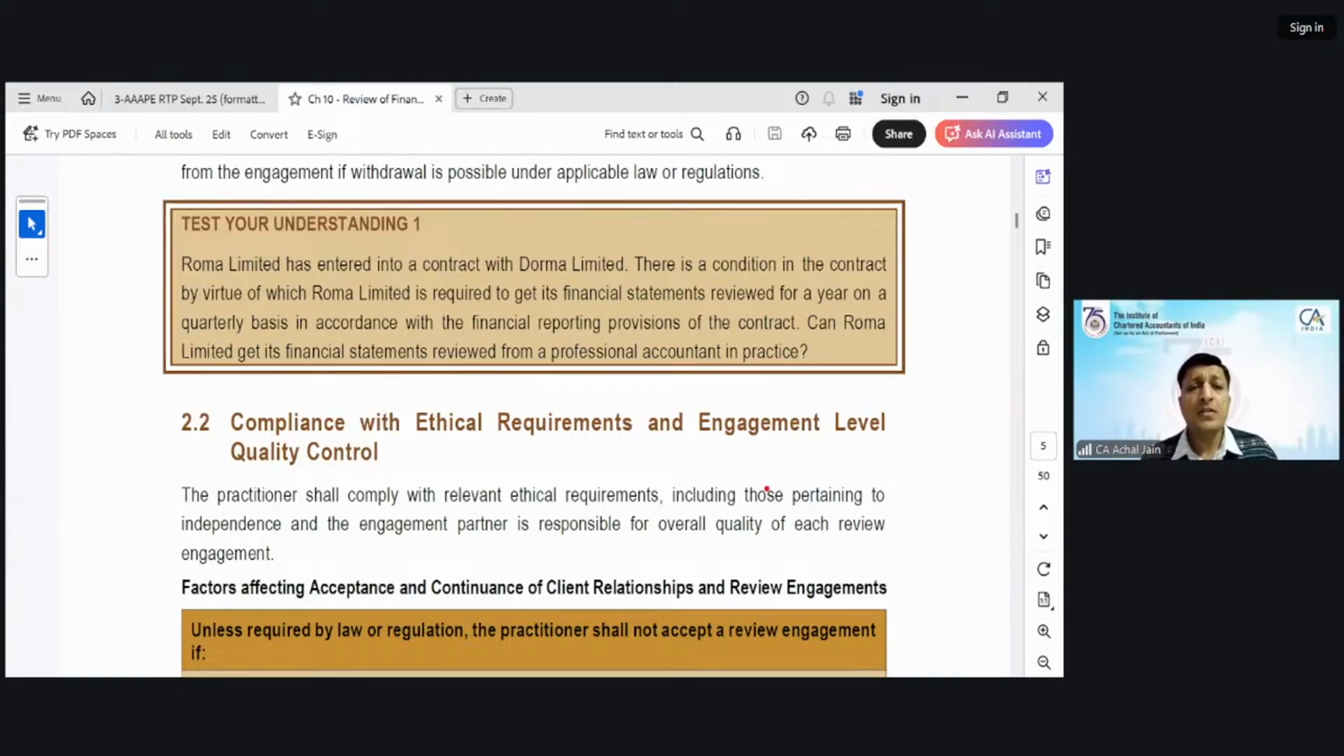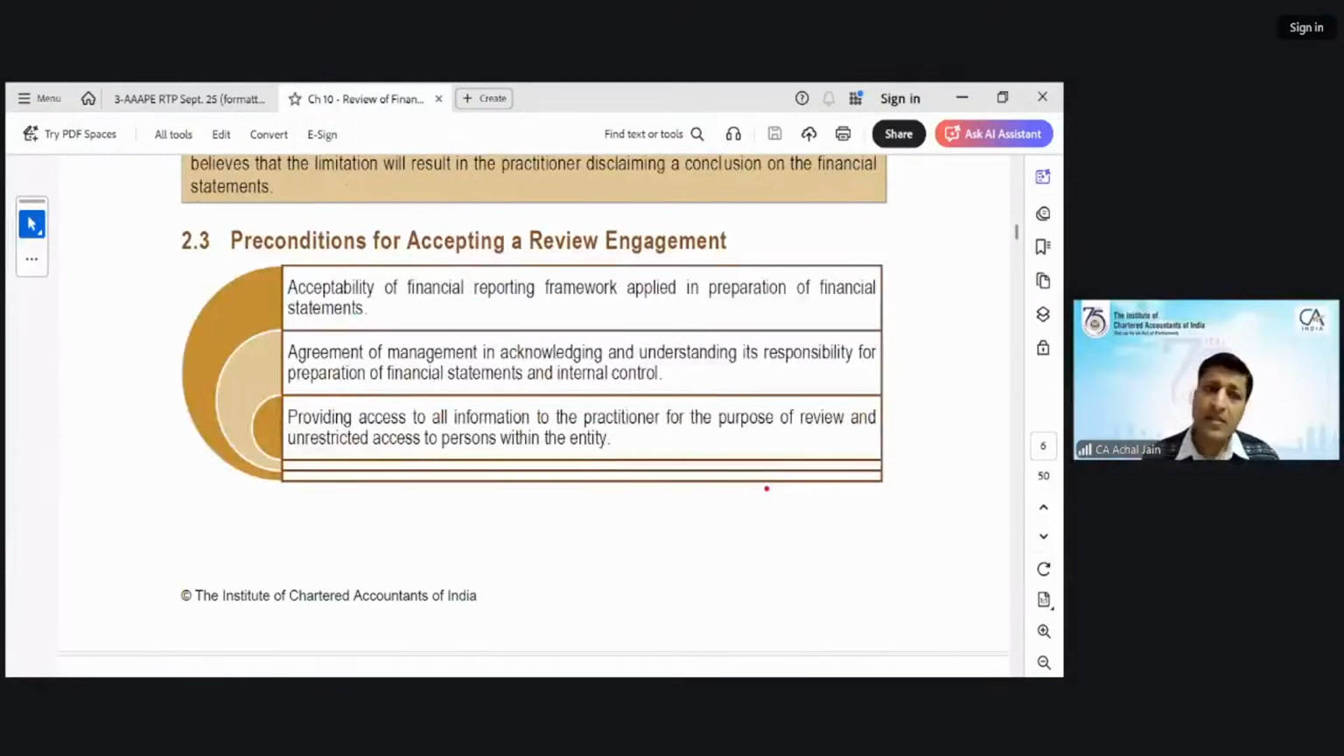Now, because it's an assurance engagement, that's why independence, ethical requirements. Do we need all of those things? The answer is yes.